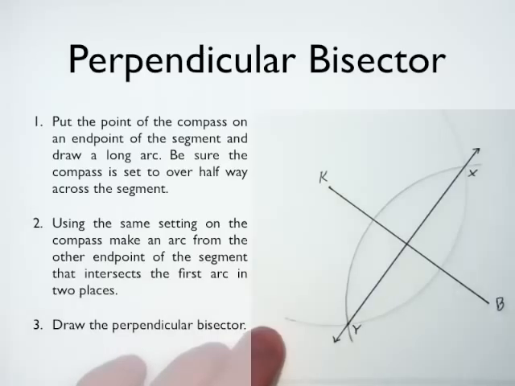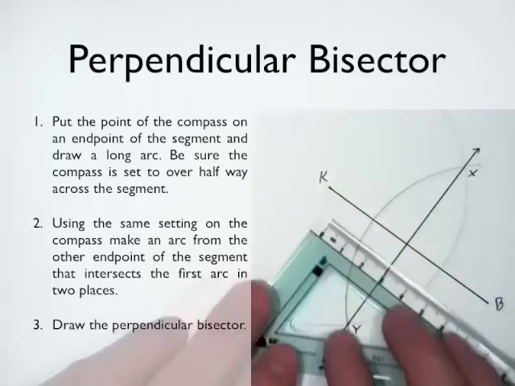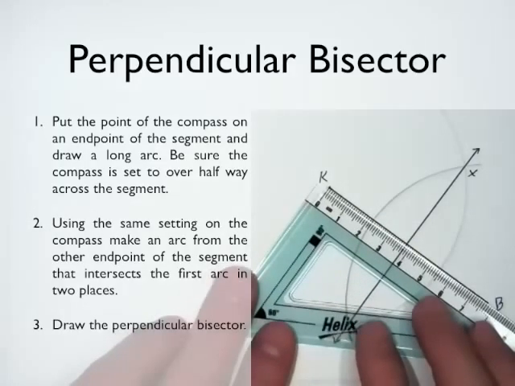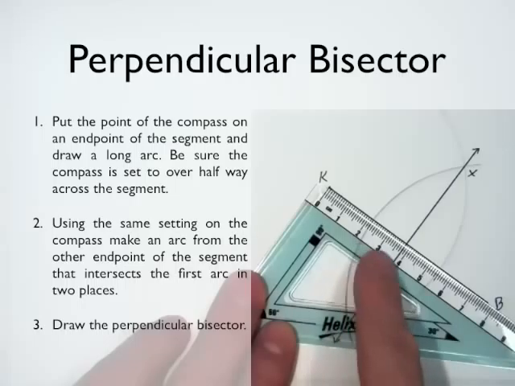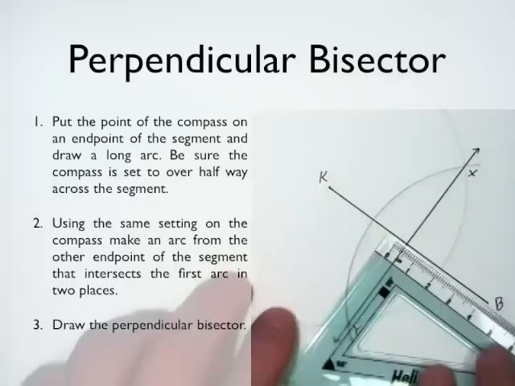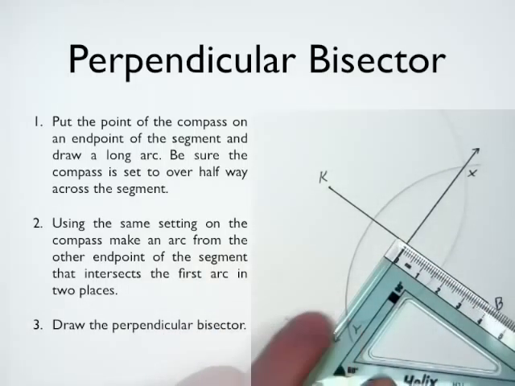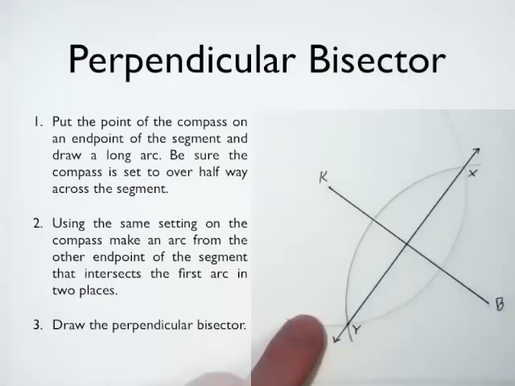Now, to be a bisector, it must separate the segment into two congruent parts. Let's check if we were able to accomplish that. One side of this segment happens to be 3 8/10 centimeters, and the other half of this segment is, oh, look at that, 3 8/10 centimeters. So we have successfully created a perpendicular bisector to our segment.